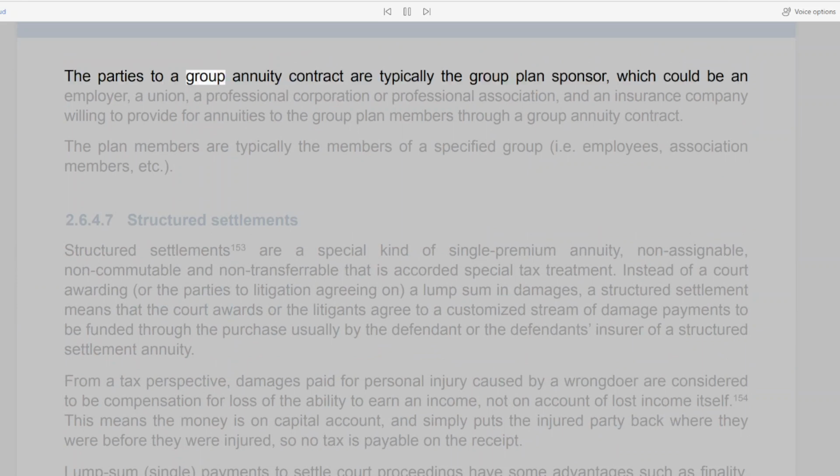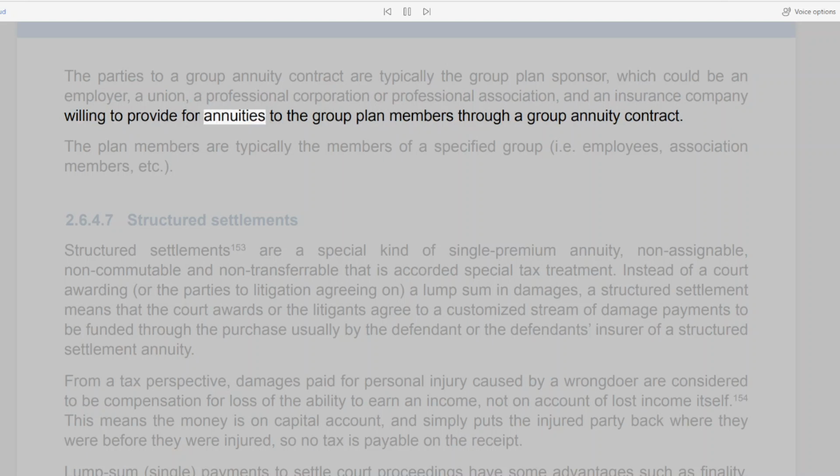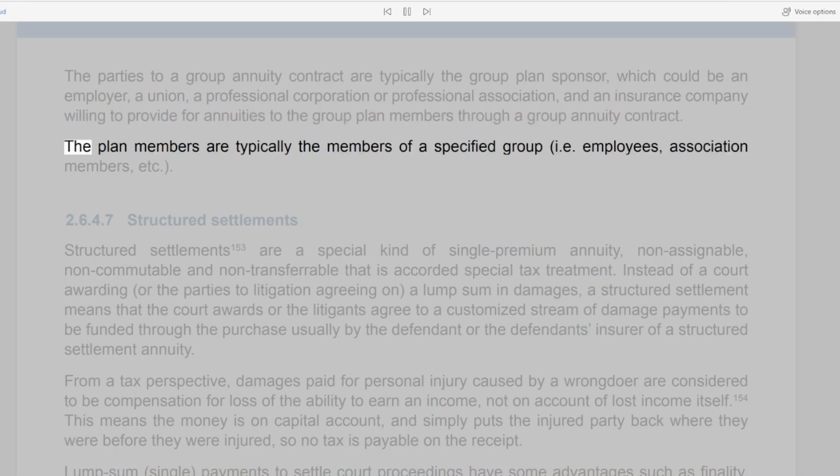The parties to a group annuity contract are typically the group plan sponsor, which could be an employer, a union, a professional corporation or professional association, and an insurance company willing to provide for annuities to the group plan members through a group annuity contract. The plan members are typically the members of a specified group, i.e. employees, association members, etc.